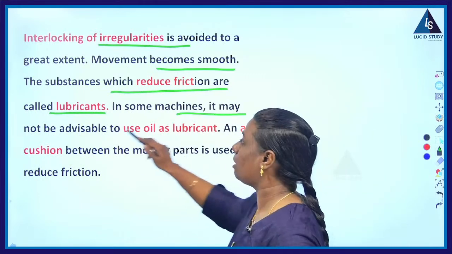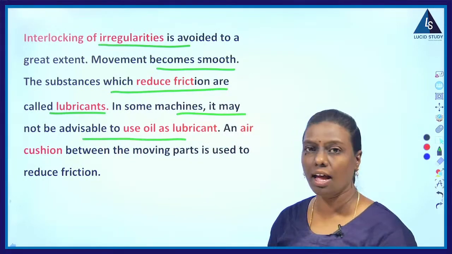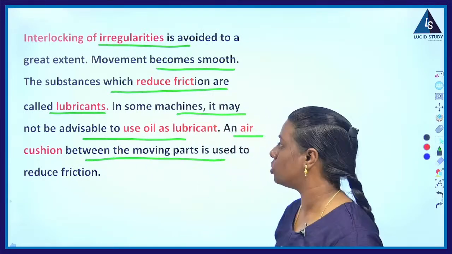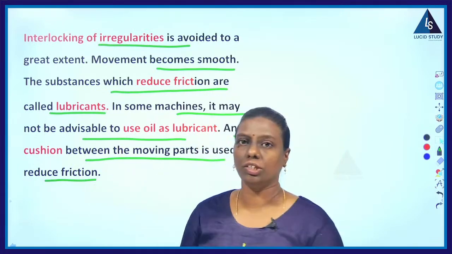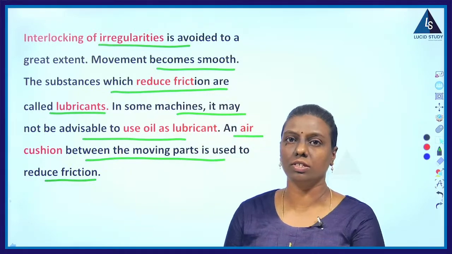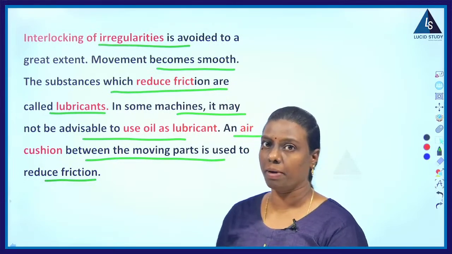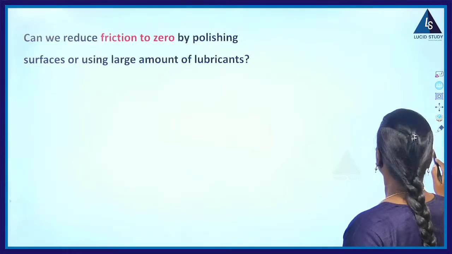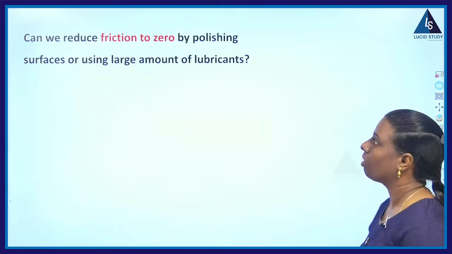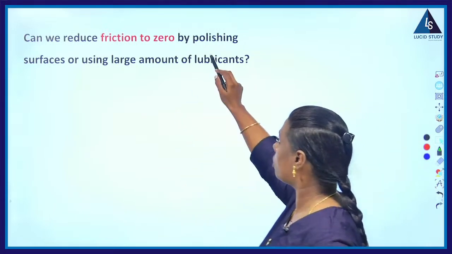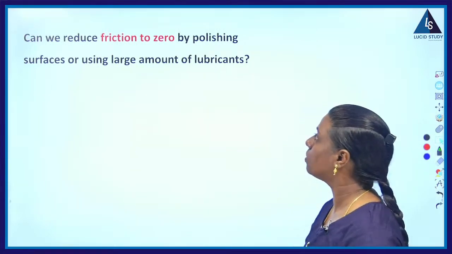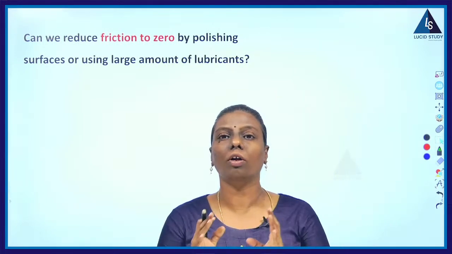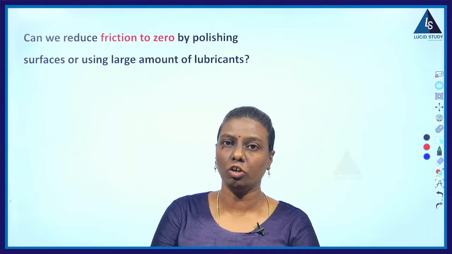In some machines, it may be advisable to use oil as the lubricant. An air cushion between the moving parts is also used to reduce the friction. Can we reduce friction to zero by polishing surfaces or using a large amount of lubricants? No, we cannot get the friction to zero.